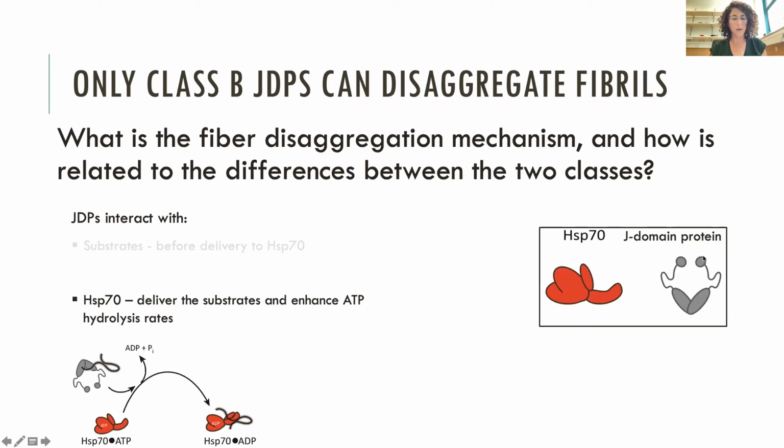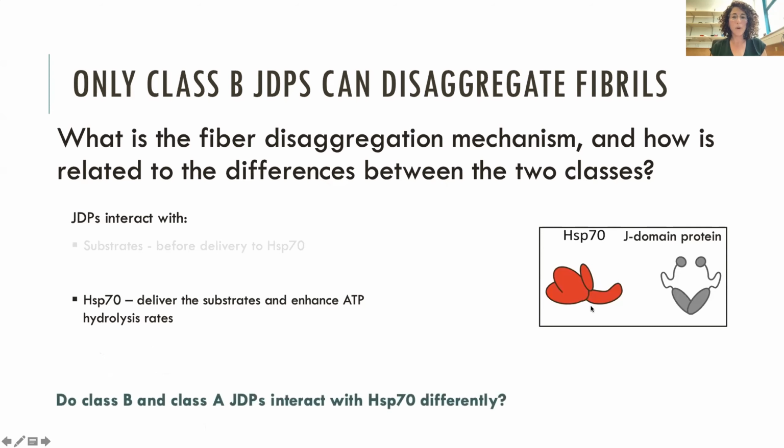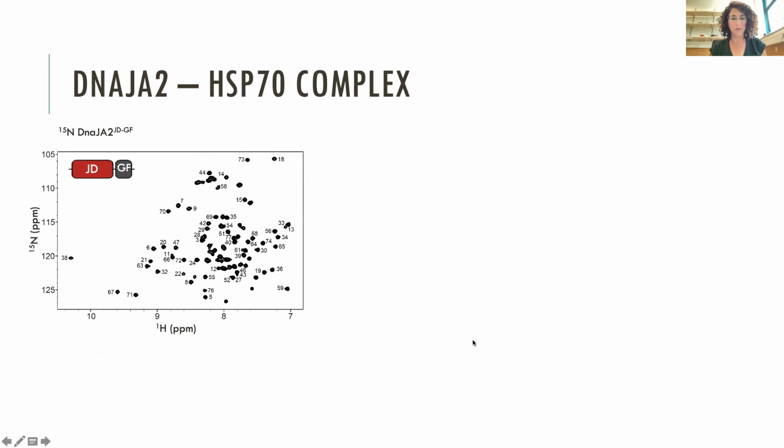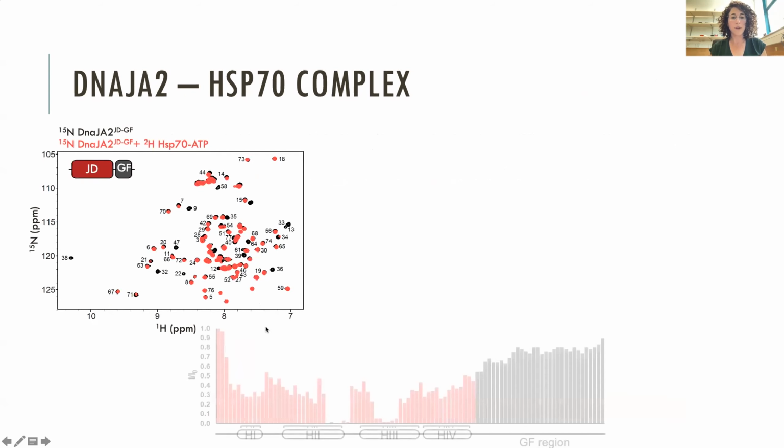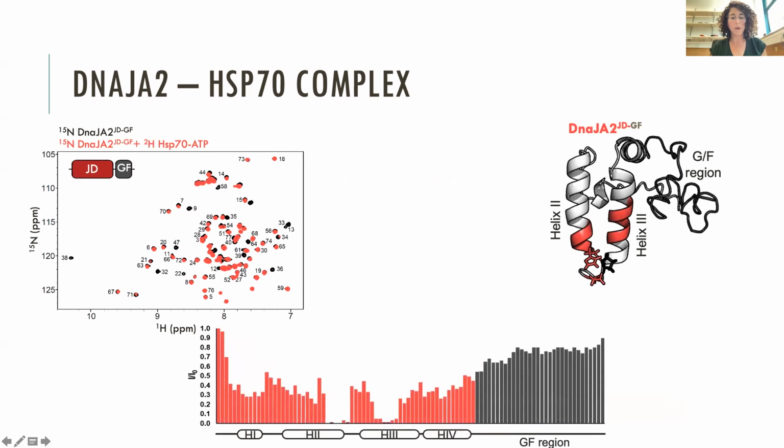So it's known that the J-domain is a part that enhances the ATP hydrolysis of HSP70, but maybe there is something more that is different between the two classes. So with this in mind, we took our J-domain proteins, and this is our class A representative, DNAJA2. We took out the substrate binding region, so we're left with the J-domain and the linker. This is N15 labeled, and we recorded an HSQC. When we added HSP70, we could see selective peak broadening, and after assignments, we could map this onto the structure, and we saw an interface here between helix 2 and 3. And this matched previous knowledge.